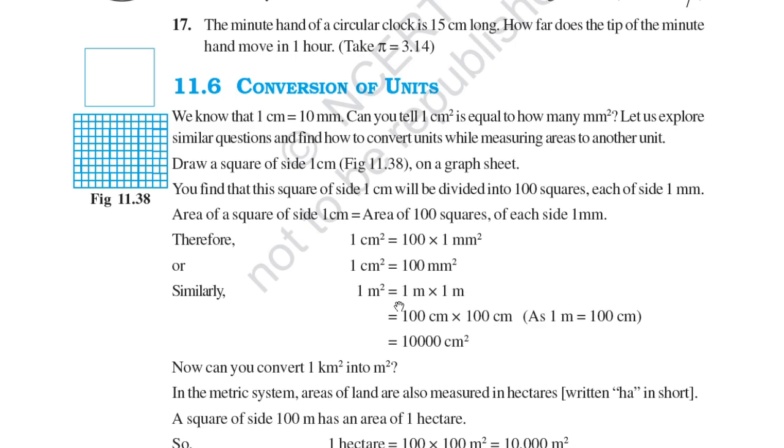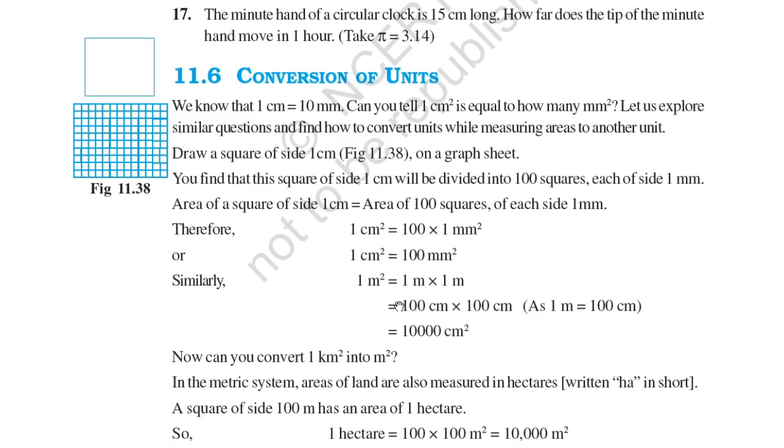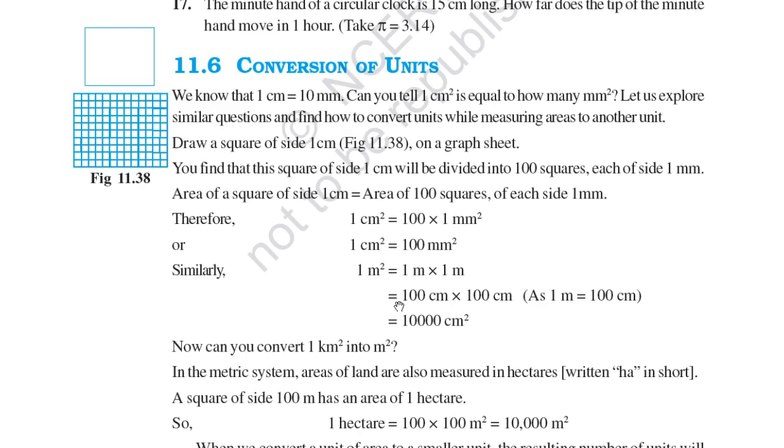Draw a square of side 1 centimeter on the graph sheet. So you can see you have to draw it on a graph sheet. You find that this square of side 1 centimeter will be divided into 100 squares, each of side 1 mm. Area of a square of side 1 centimeter is equal to area of 100 squares of each side 1 mm. 1 centimeter square is equal to 100 into 1 mm square. 1 cm square is equal to 100 mm square.